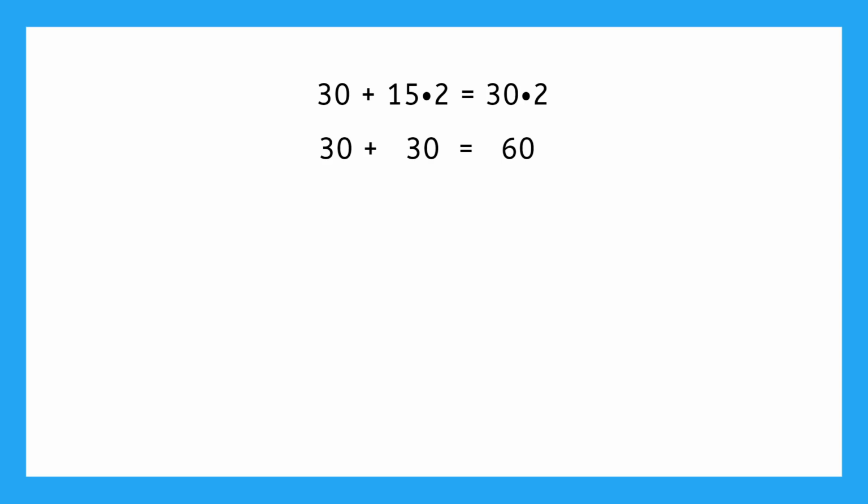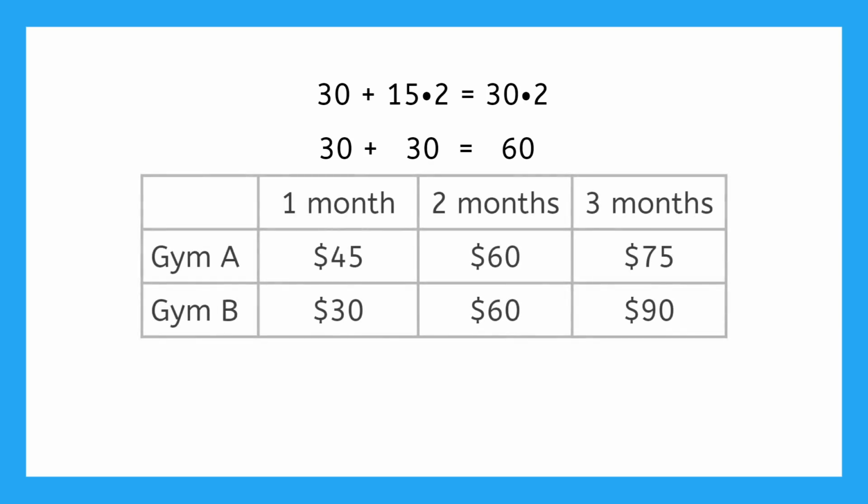But to help us understand what makes 2 so special here, let's try plugging in different numbers of months and see what happens. So for only 1 month, Gym A costs more. For a 3-month membership, it switches, and now Gym B is more expensive. What's special about 2 months is that that is the one moment in time where both gyms cost exactly the same. They break even with each other.